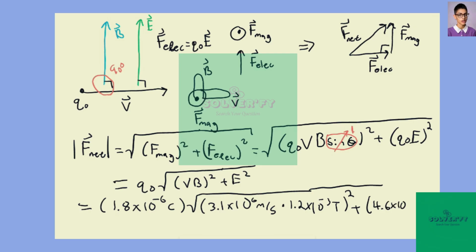So if we plug this into our calculator, we end up getting our answer, which is that the magnitude of the net force acting on this charged particle is around 1.1 times 10 to the negative 2 newtons.